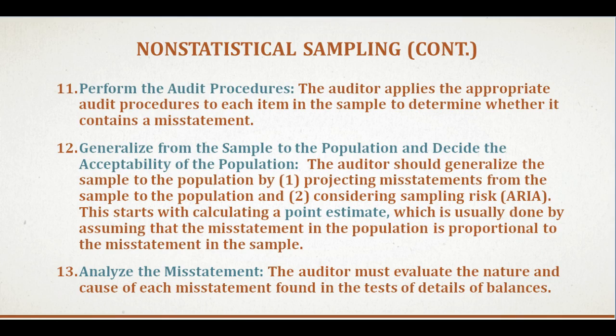The 12th step is to generalize from the sample to the population and for the auditor to decide the acceptability of the population. The auditor should generalize the sample to the population by projecting misstatements from the sample to the population and considering sampling risk. This starts with calculating a point estimate, which is usually done by assuming that the misstatement in the population is proportional to the misstatement in the sample.